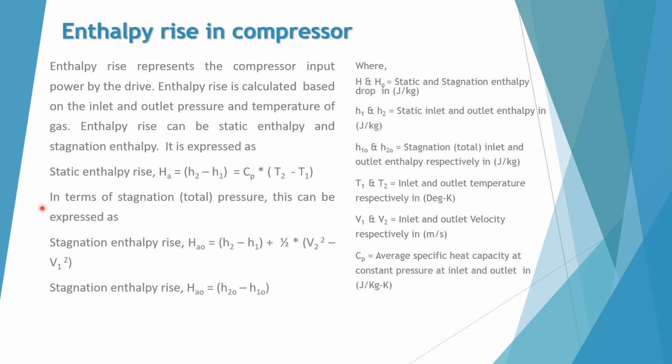Stagnation enthalpy rise HAO is equal to H2 minus H1 plus half of (V2 square minus V1 square), or HAO is equal to H2O minus H1O, where HAO is the stagnation enthalpy rise, small h1 and h2 are static inlet and outlet enthalpy, H1O and H2O are stagnation inlet and outlet enthalpy, T1 and T2 are inlet and outlet temperature, V1 and V2 are inlet and outlet velocity, and Cp is the average specific heat capacity at constant pressure.